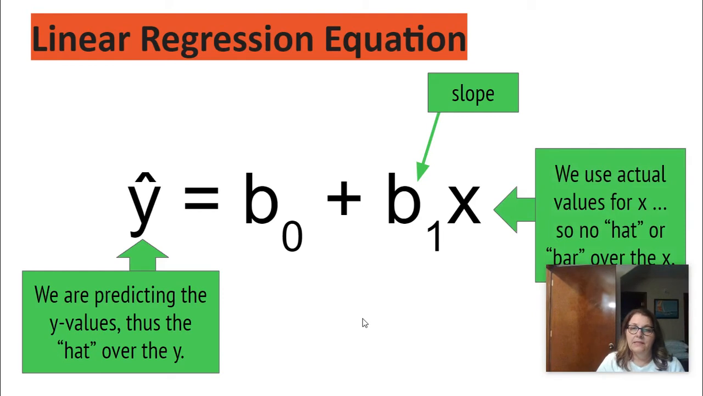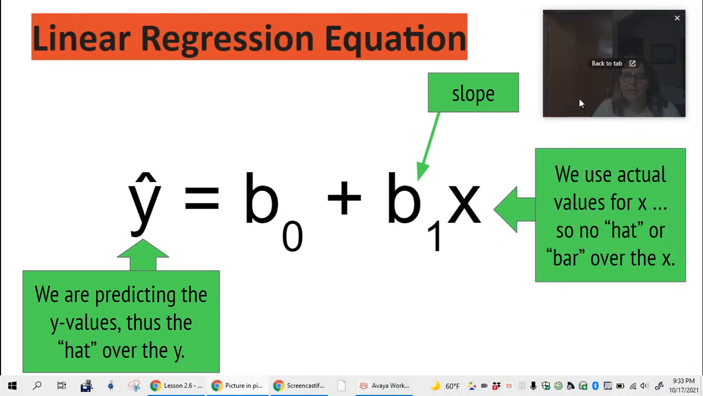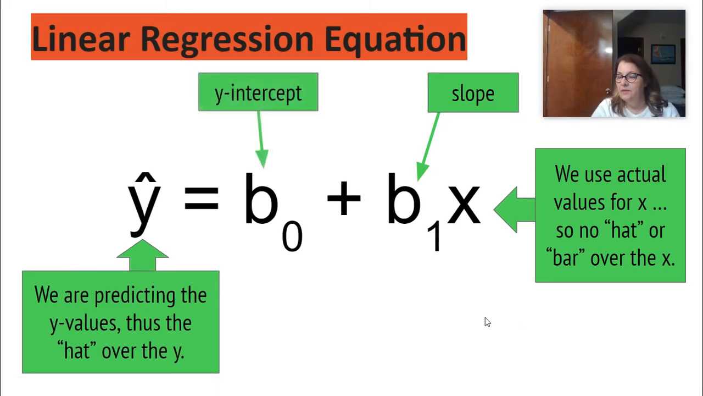And in this case, it's x, but notice we don't have a bar over x, and that is because we're using actual values of x from our data. So there is no hat. It's not a predicted value. And then, of course, b naught would be what we would refer to as the y-intercept.